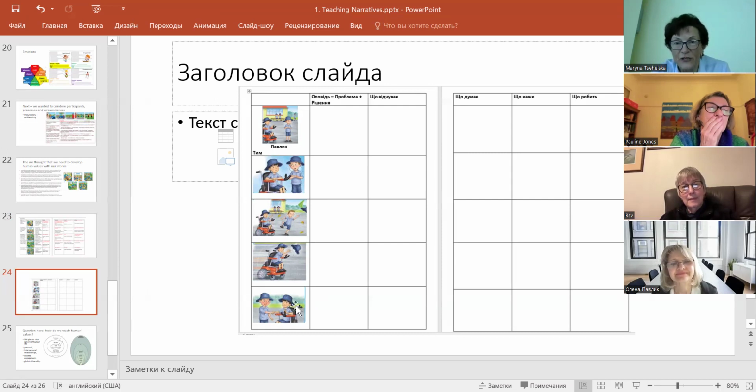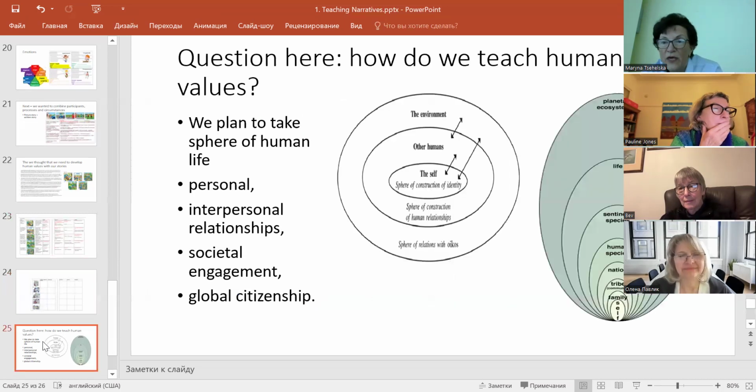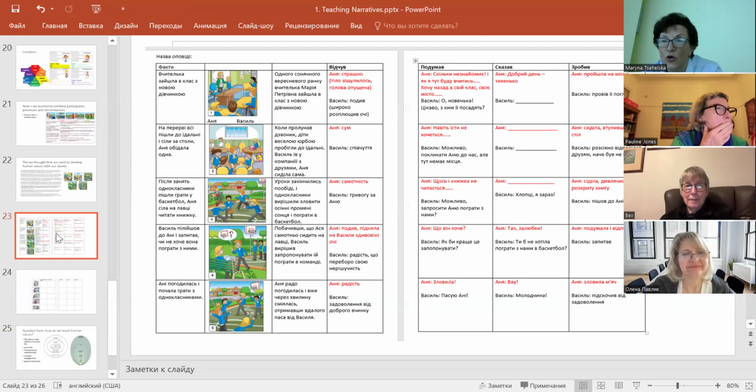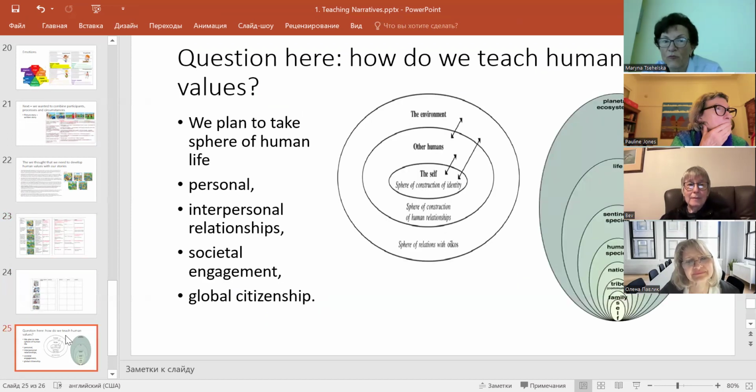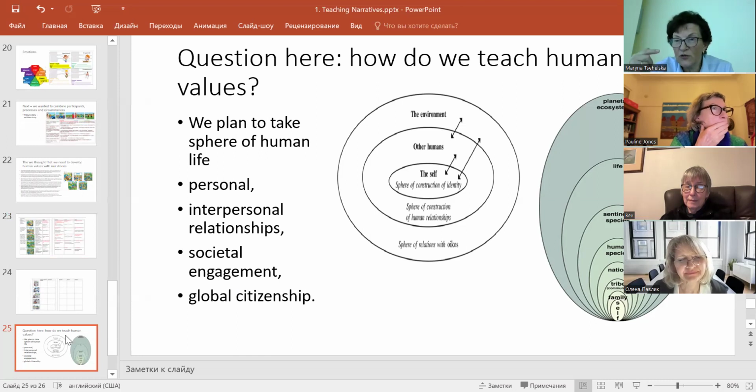And here is the question, maybe for Ruslana to think of. We don't know how this part will keep working, but what we really need now is to categorize the values, so that we know which values we teach in the first grade, which in the second, third, and fourth, so that across all narratives we could see this progress. You learn how to be kind in the first grade, then in the second grade you learn how to be something else, and something else.